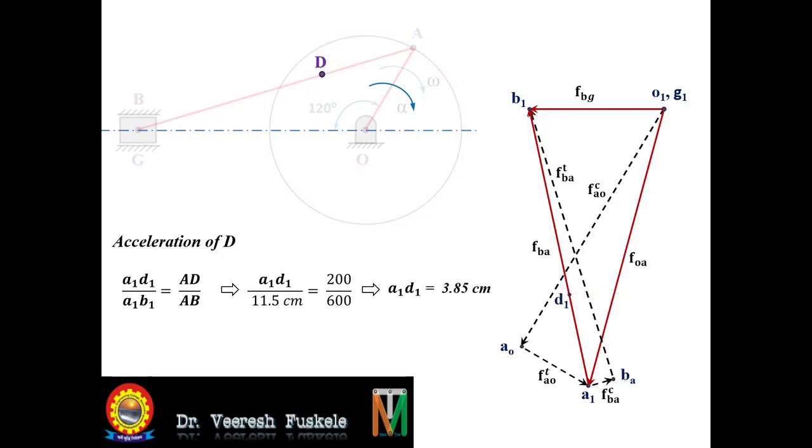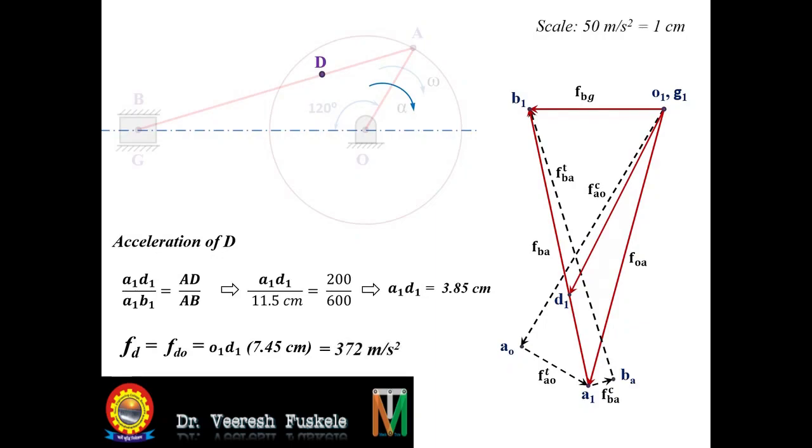After getting point D1, we join D1 to O1, so we get O1D1. O1D1 will give us the acceleration of point D as follows. FD will be equal to FDO, that means O1D1. After measuring O1D1, we get 7.45 centimeter nearly. After converting this according to our scale, we get the acceleration of D as 372 meter per second square.